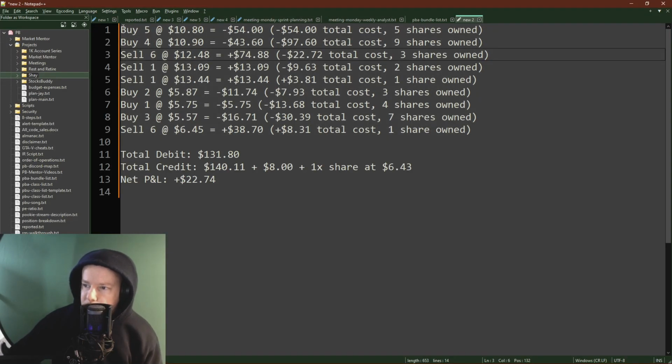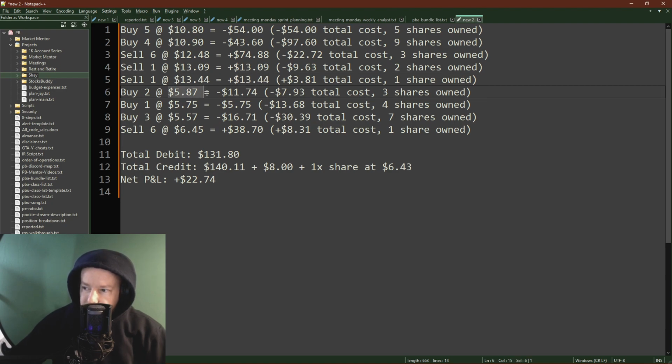So if we look at the option chain, or the buy and sell chain here, I bought 5 shares at $10.80 for a cost of $54. Then I bought 4 more at $10.90 for a cost of $43.60, so $97.60 in total. Then I sold 6 about $1.50 above that for a net credit of $74.88. And then I sold another one at $13.09 for another $13.09 credit, and then I sold one at $13.44 for a $13.44 credit. All right.